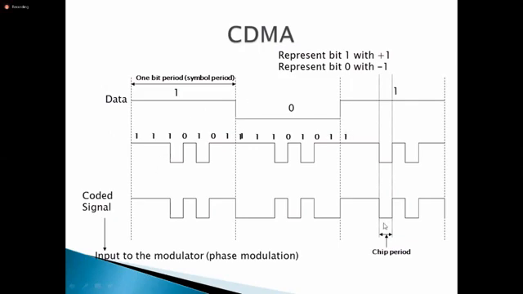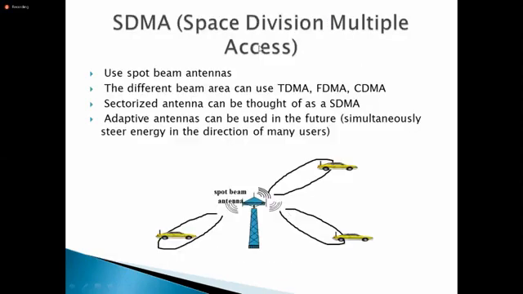Again, the same thing is explained here, right? The data signal, how it is spread using the spreading code, and how you get the output. Then SDMA. SDMA means space division multiple access. Now we use spot beam antennas or directional antennas, right? This antenna can transmit in these three directions. Now I can send information to different users by using space division.